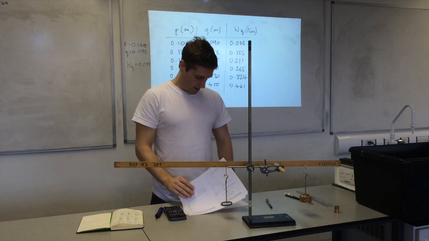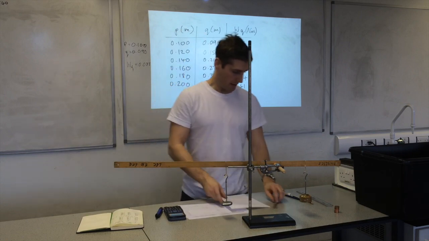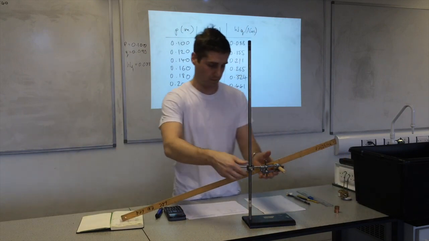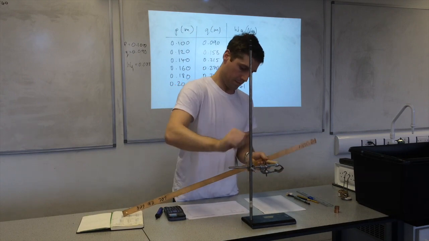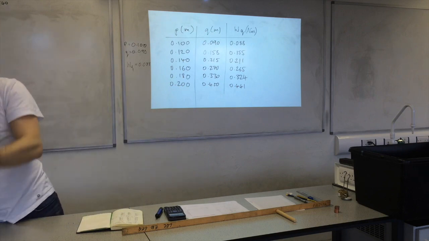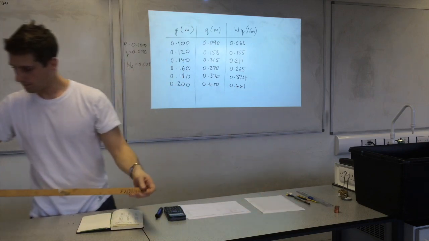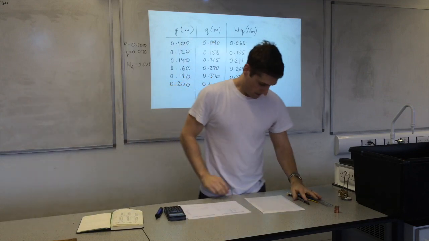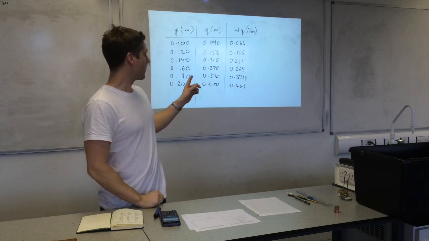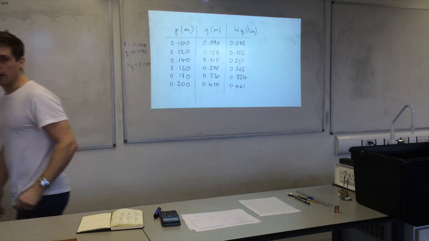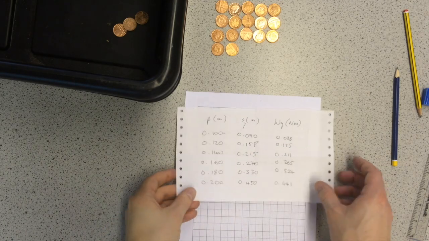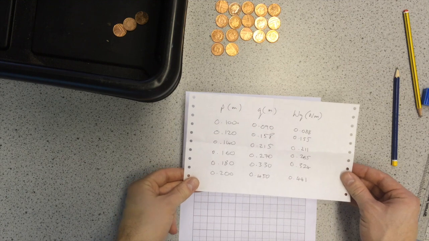Right, onto the graph. Let's remove this. Right, so we need to keep a record of that data there. I'm going to move the camera. We're back again. I've now drawn up my results onto this table on paper.